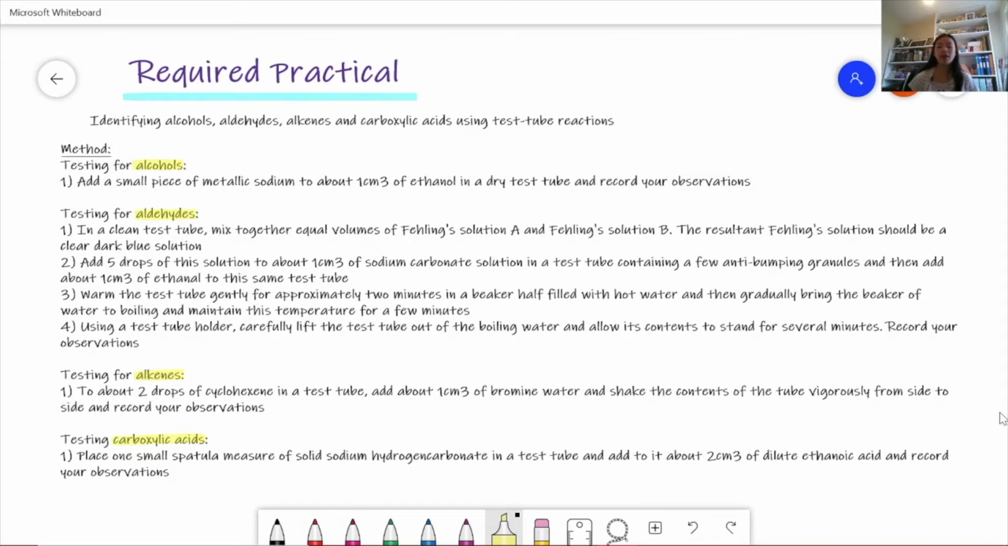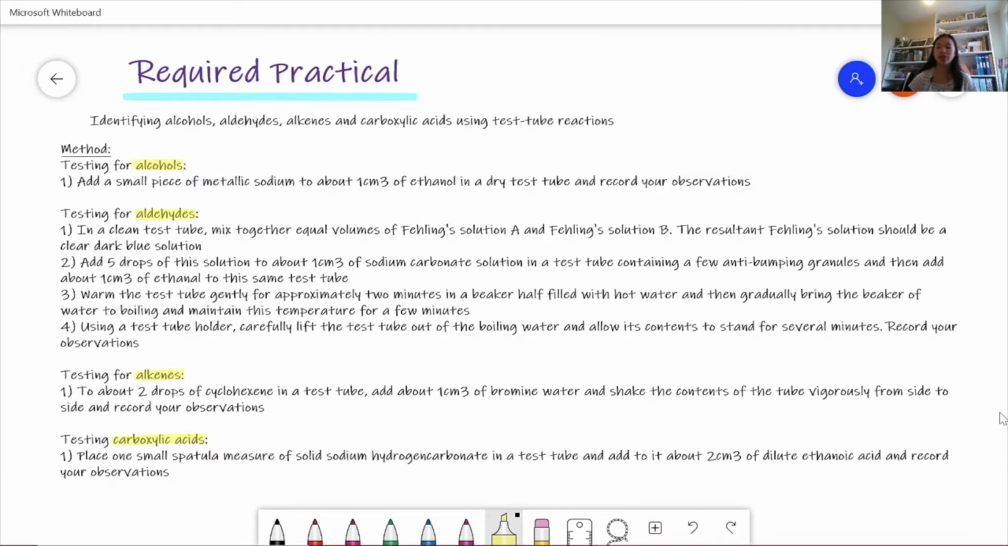And then the second part is to test for aldehydes. So in a clean test tube, mix together equal volumes of Fehling's solution A and Fehling's solution B, and the resultant Fehling's solution should be a clear dark blue solution. So whenever we make Fehling's solution, we actually already have 2 already made solutions, and we just have to add them together to form our Fehling's solution, which we can use to test for aldehydes.